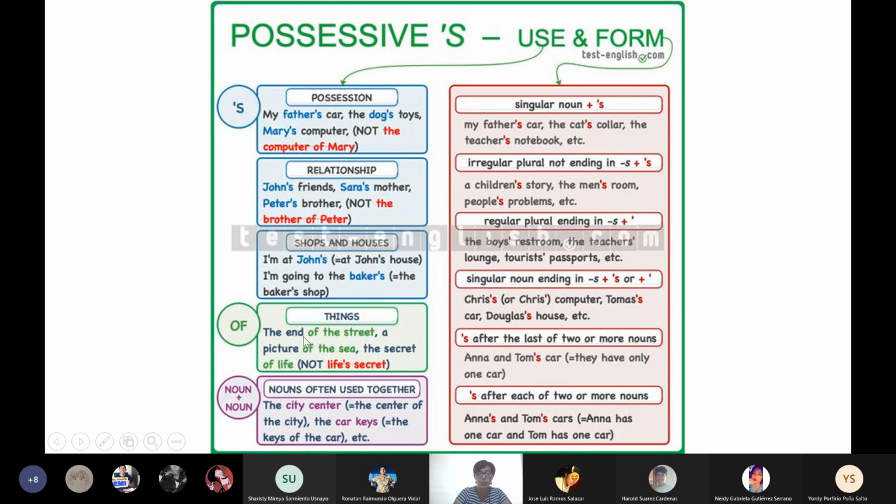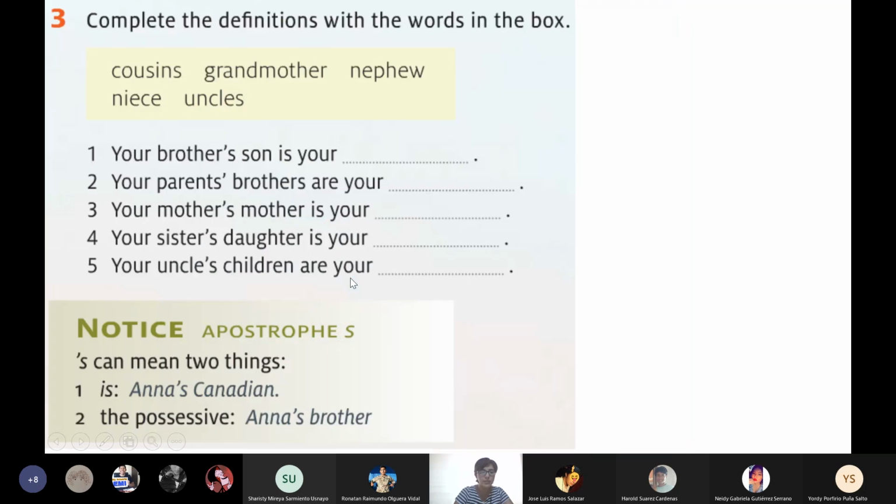Yep. We're gonna do some exercises. Let's do this exercise, please. Vamos a hacer este ejercicio. Complete the definitions with the words in the box. So your brother's son is your... Vamos a ver si entendieron cómo decirlo esto. Let's check it out. Pedro Balda, are you here?